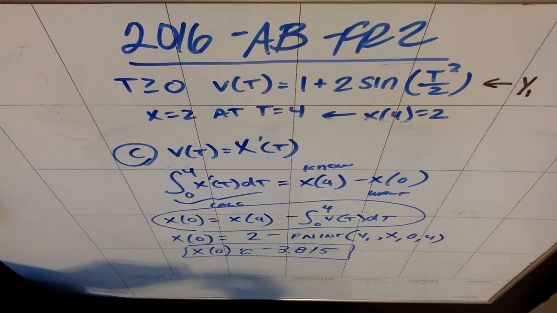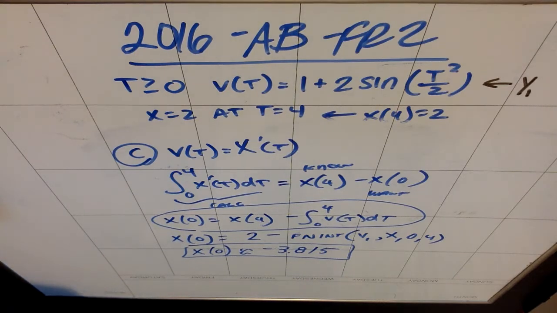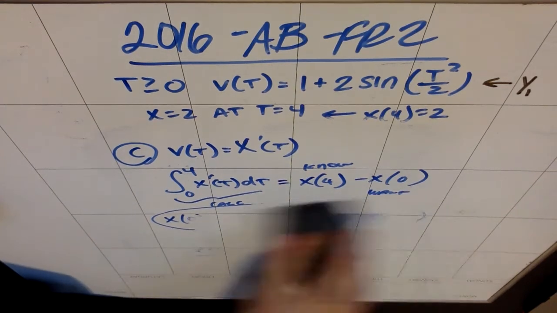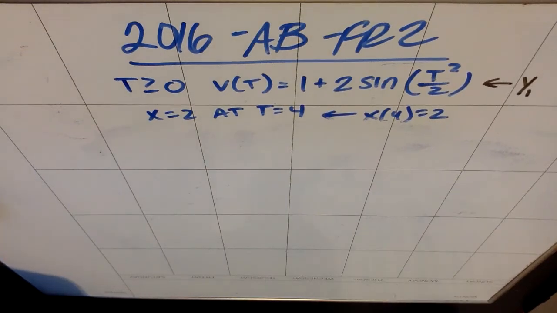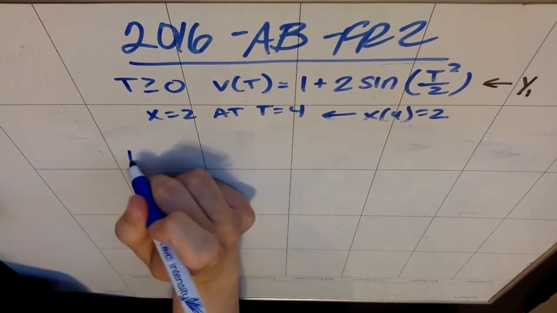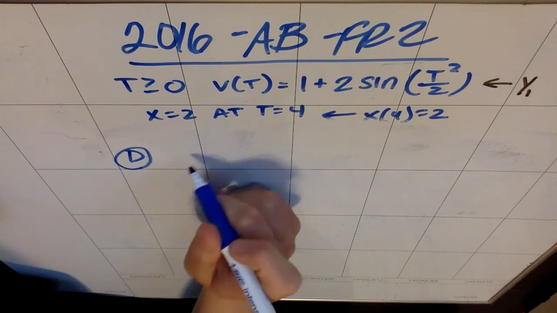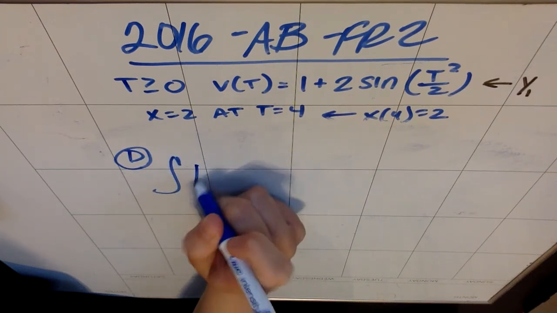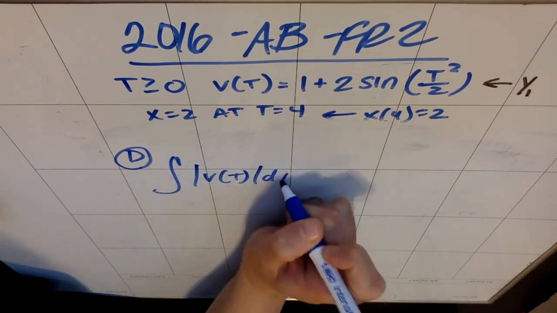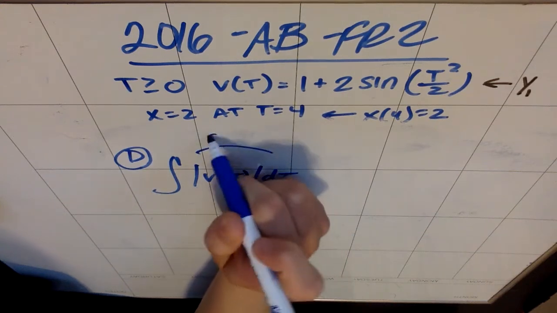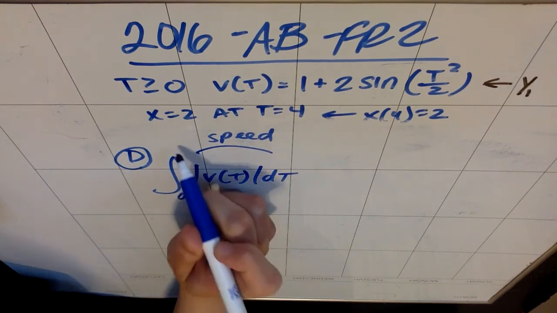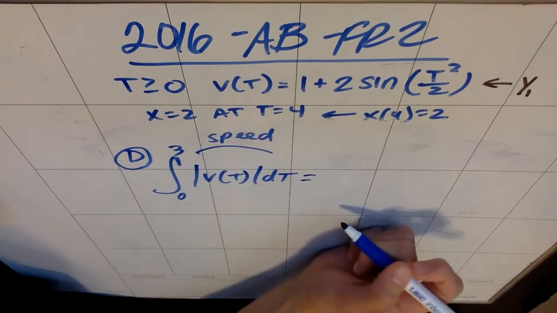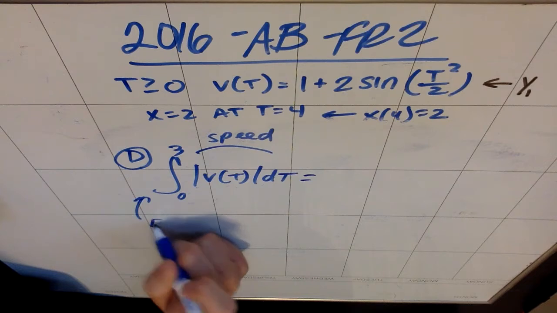Okay. Part D, find the total distance the particle travels from 0 to 3. Okay, so the thing about total distance is that on a non-calculator question, it's really frustrating and difficult. But on a calculator question, you just need to integrate the absolute value of velocity. So total distance, the easiest way to find total distance is to integrate speed, right? So if velocity is v of t, then this thing is called speed, right? And I'm going to integrate speed from 0 to 3. Right? And that's all I have to show.